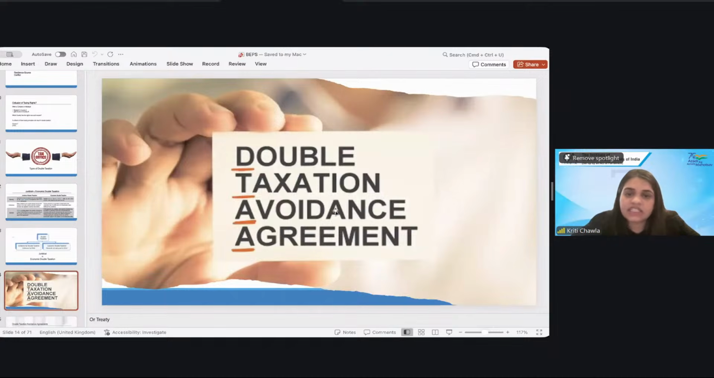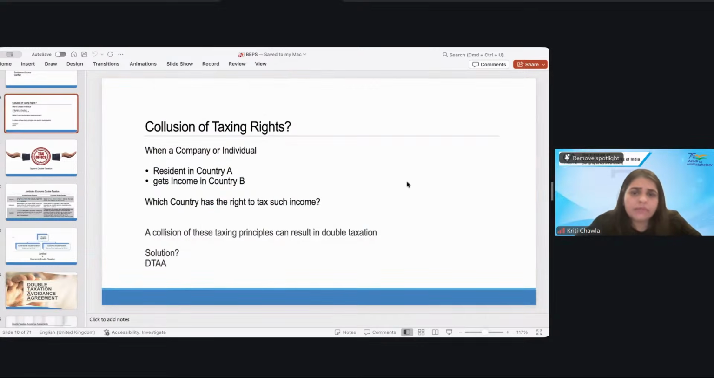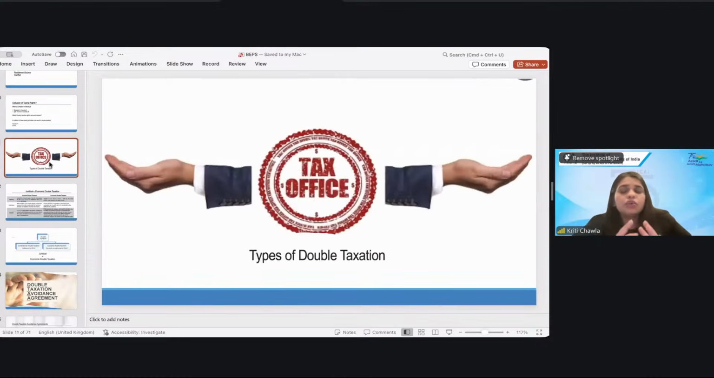DTAAs, double taxation avoidance agreements. These are also called tax treaties, and we will be talking about this in detail. But what has happened here is something called double taxation. Now, there are two types of double taxation right here.